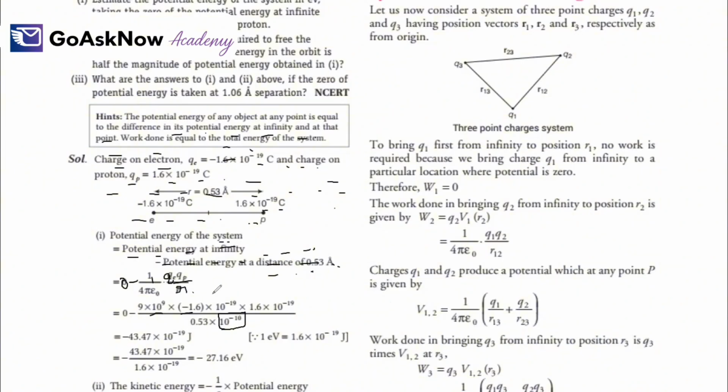Because if you find out the value here, it will give the answer in joule only. It is coming out equal to minus 43.47 into 10 power minus 19 joules. Now dividing by 1.6 into 10 power minus 19, you will get minus 27.16 electron volt. So this is your final answer for the first part. Now see what the second part says.